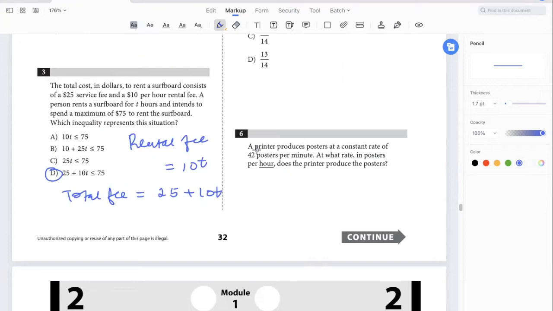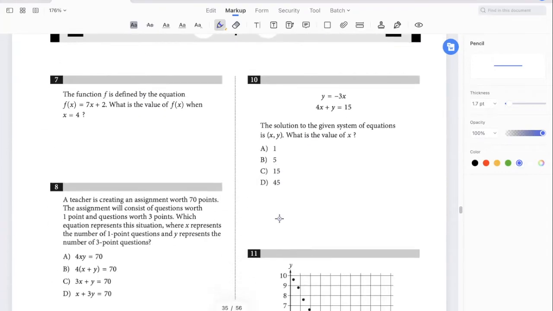A printer produces posters at a constant rate of 42 posters per minute. At what rate in posters per hour does the printer produce the posters? So in 1 minute, it produces 42 posters. So in 1 hour, it would produce 42 times 60. So that's 2 carry 1, 2520. The function f is defined by this equation. What is the value of f(x) when x is 4? So f(4) will be 7 times 4 plus 2, which is 30.